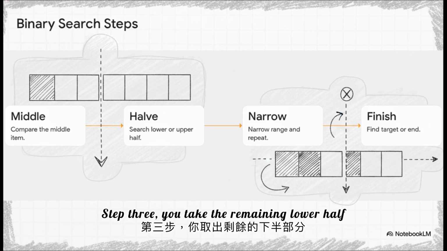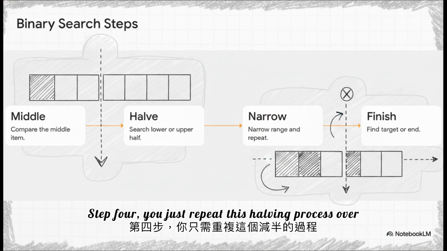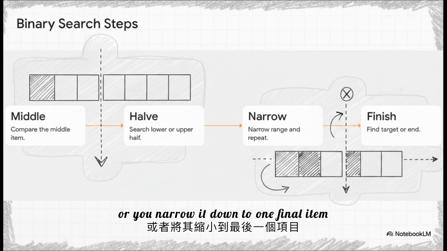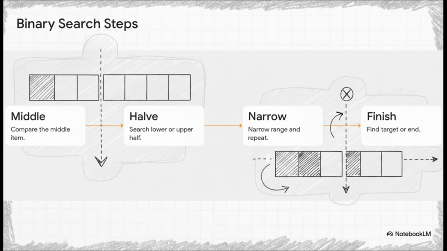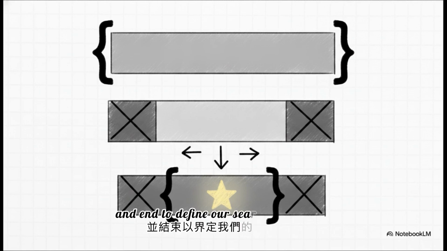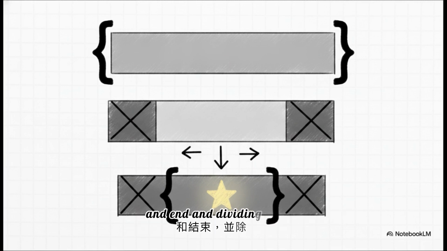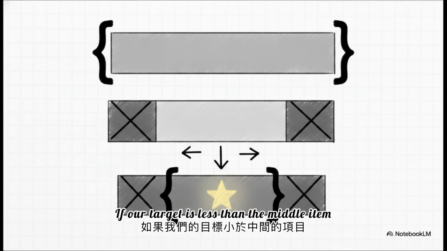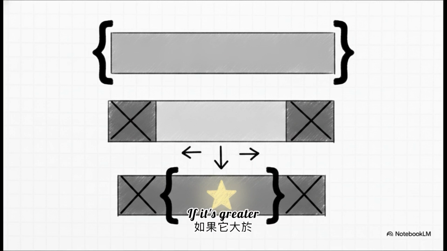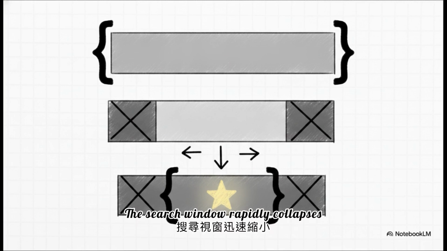Step 3, you take the remaining lower half, jump to the middle of that, and narrow the search range again. Step 4, you just repeat this halving process over and over until you either land exactly on your target or you narrow it down to one final item. It's brilliant. And this brilliantly illustrates how we code this up in Python. We use pointers called start and end to define our search boundaries. We calculate the midpoint by simply adding start and end and dividing by 2. If our target is less than the middle item, we dynamically shift our end variable to be just below the middle. If it's greater, we shift our start variable to be just above the middle. The search window rapidly collapses.